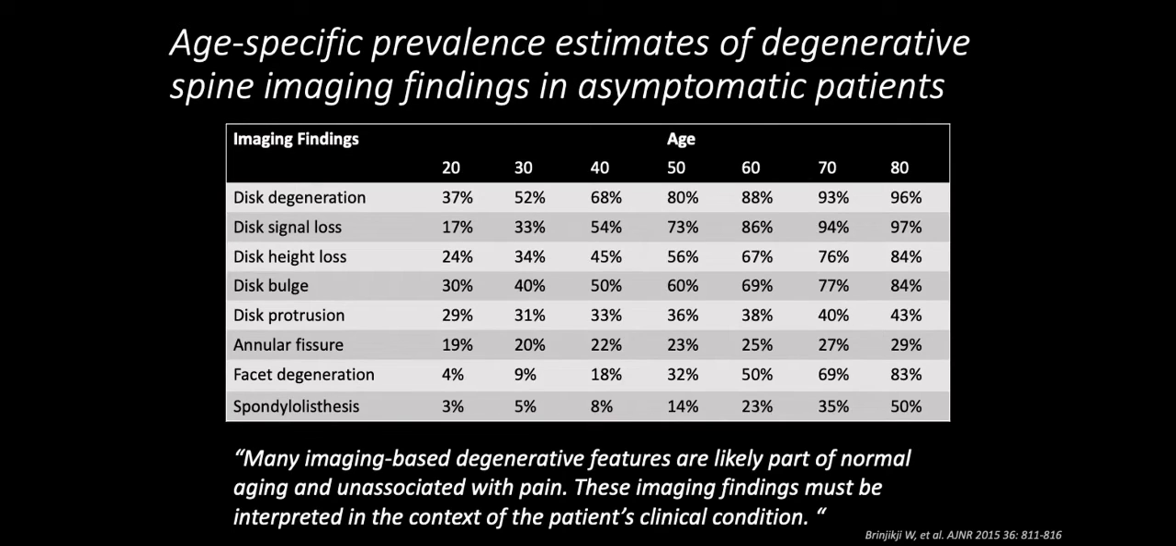That being said, it's important to recognize that degenerative changes are a normal part of aging, and that many patients will have one or more degenerative changes that can be described in MRI lumbar spine reports that are asymptomatic, and the prevalence of these findings just increases with age. Therefore, imaging-based degenerative changes must be interpreted in the context of the patient's clinical condition.